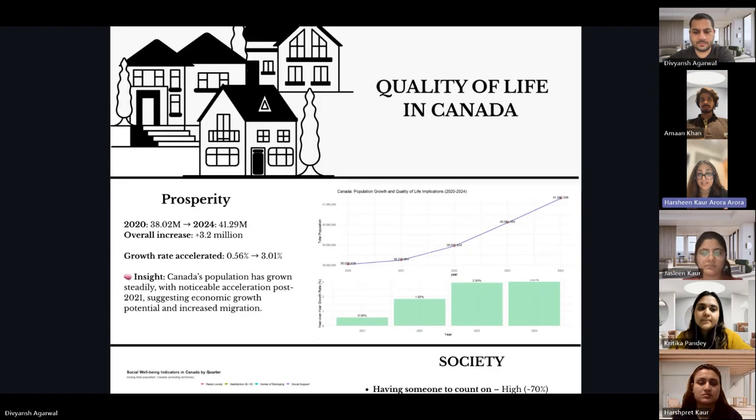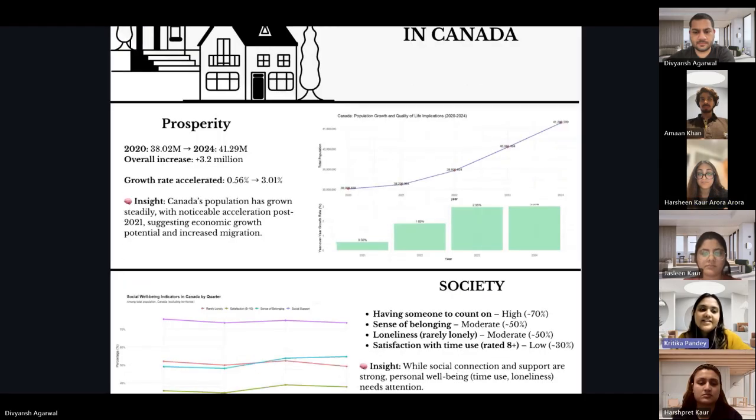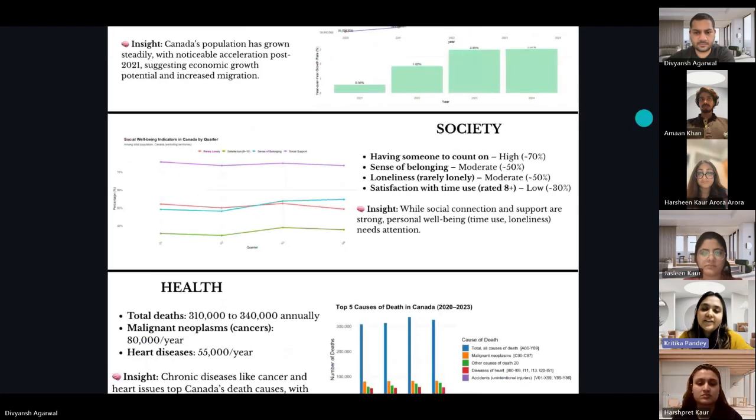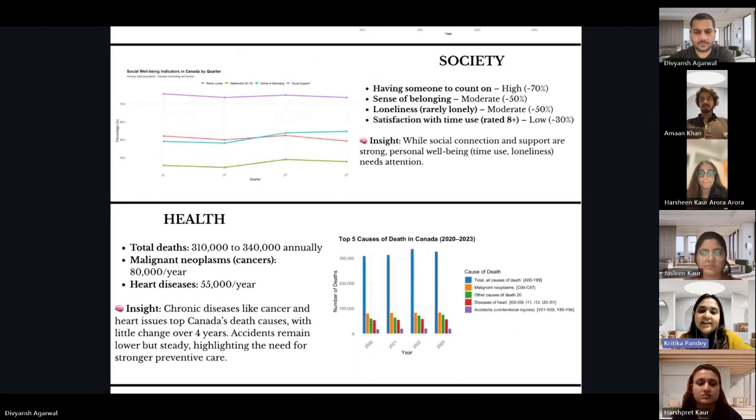Up next, we have society. Now let's see how society as a factor affects the quality of life in Canada. For society related quality of life, the data shows that 70% of Canadians feel that they have someone to count on, which is a strong indicator of social support.